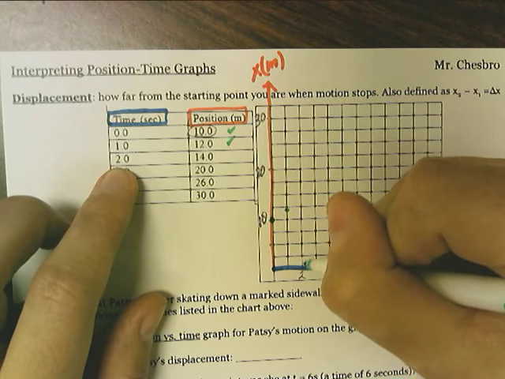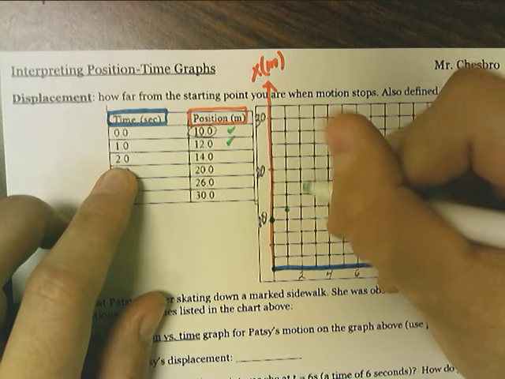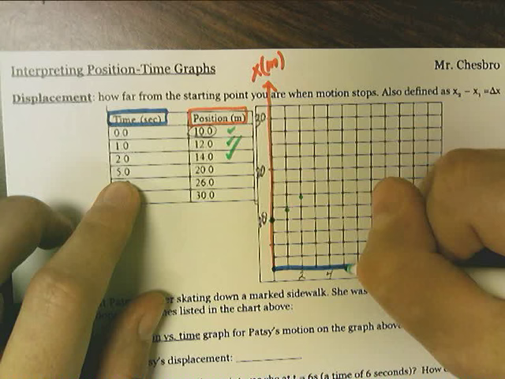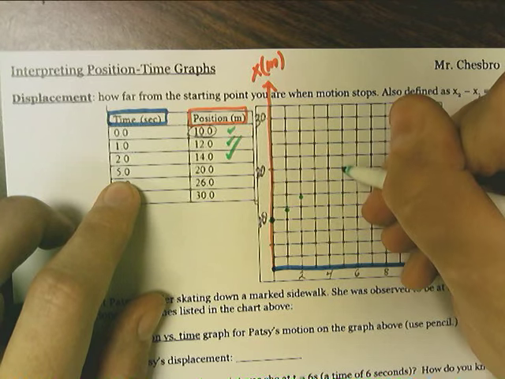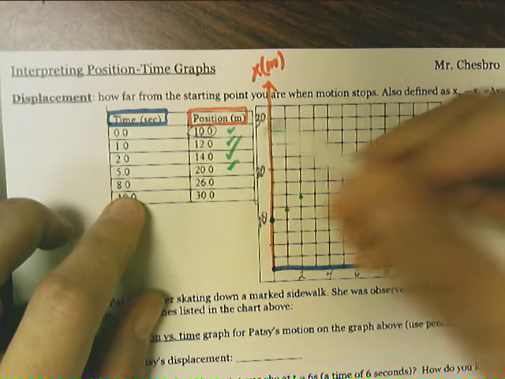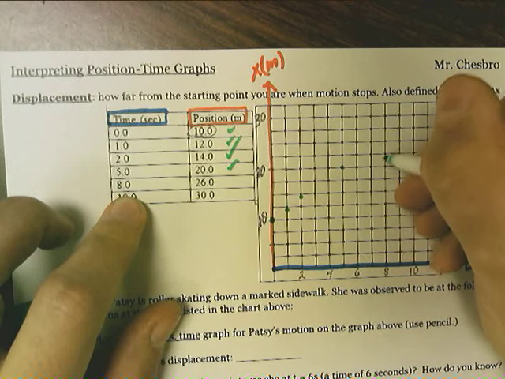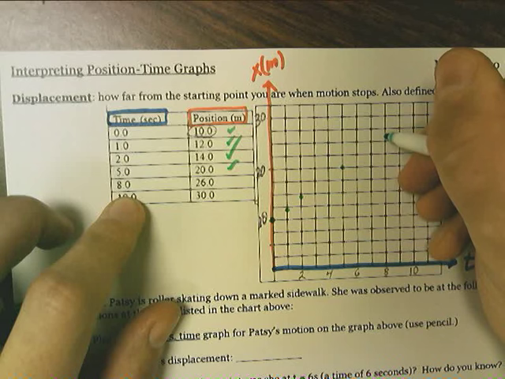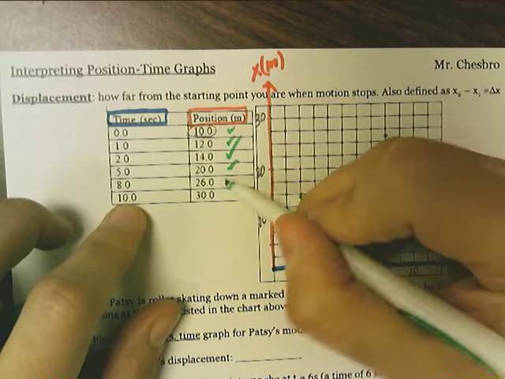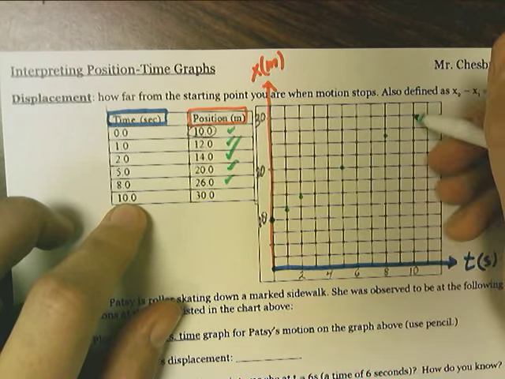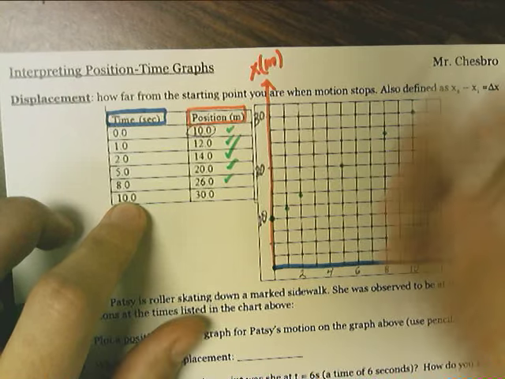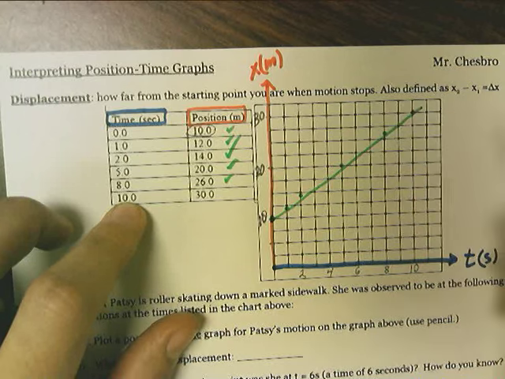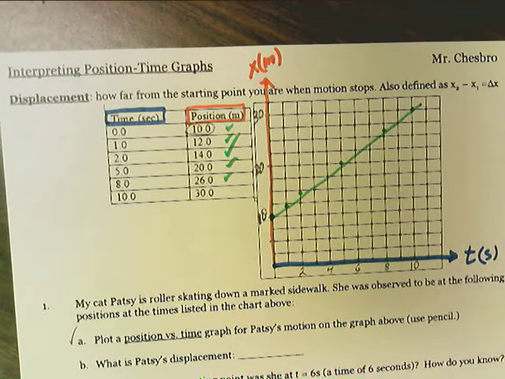2 is 14. That puts her about there. 5 puts her at 20. There. 8 puts her at 26, which is about, there's 25. That must be 26. And 10 will be at 30. And my invisible straight edge will do that.